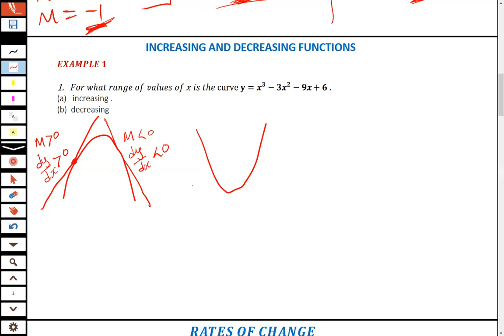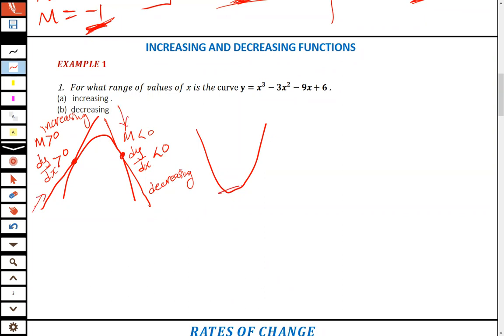Now we've talked about increasing. On this side, where the gradient is going up and is positive, we can say the function is increasing. And on this side, where the gradient is decreasing, we can say the function is decreasing. So if you have this part as an increasing part, then you have this part as a decreasing part.